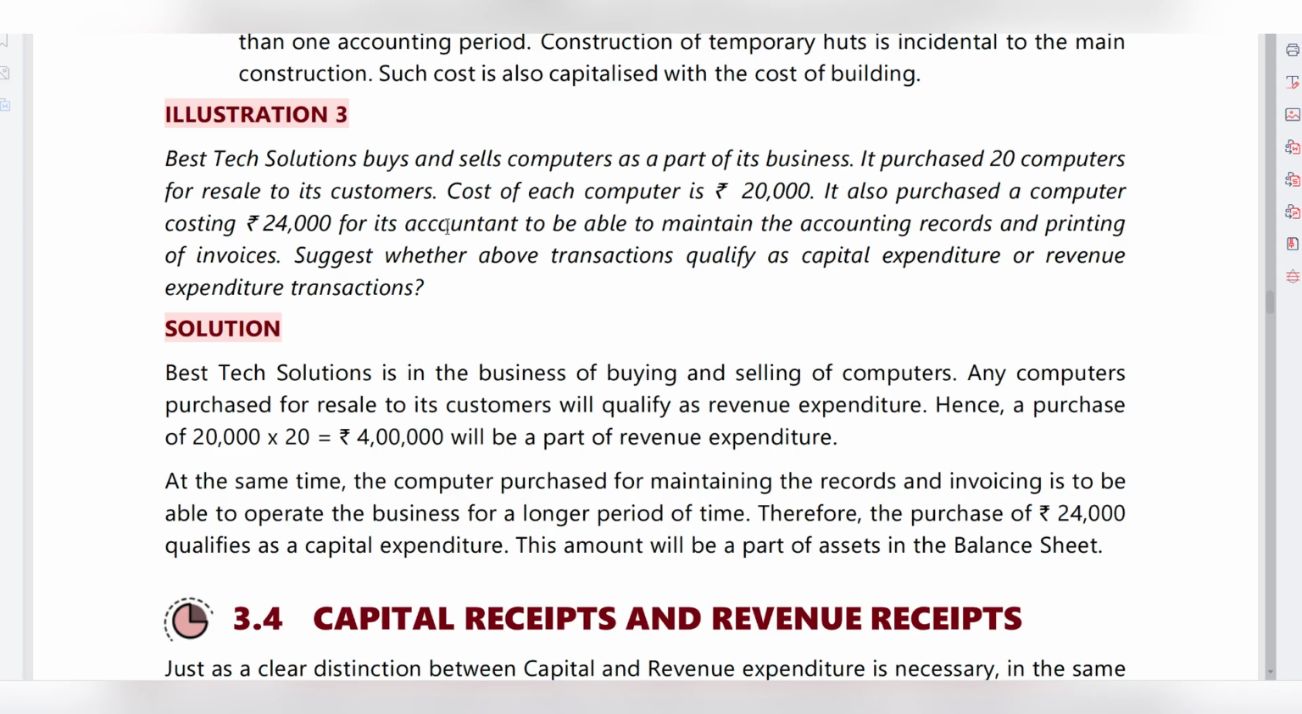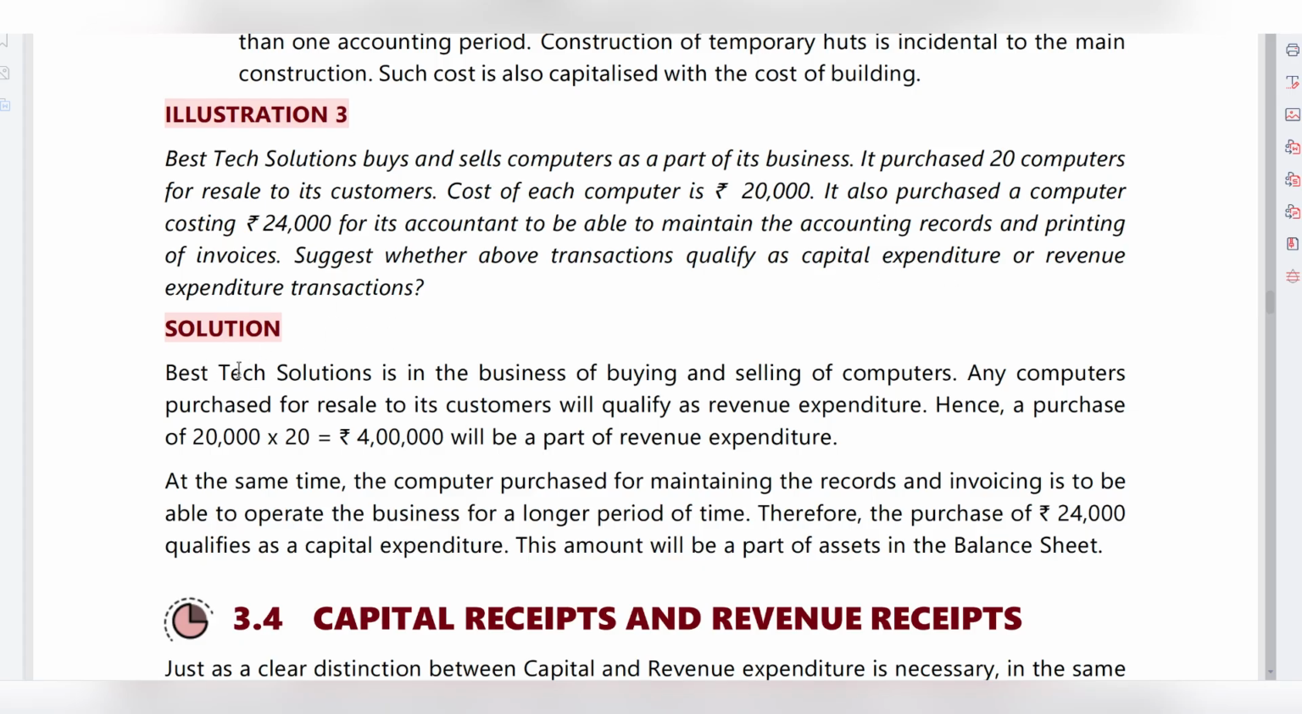It purchased 20 computers for resale to its customers. Cost of each computer is 20,000 rupees. It also purchased a computer costing 24,000 for its accountant to be able to maintain the accounting records and printing of invoices. Suggest whether the above transactions qualify as capital expenditure or revenue expenditure transactions.